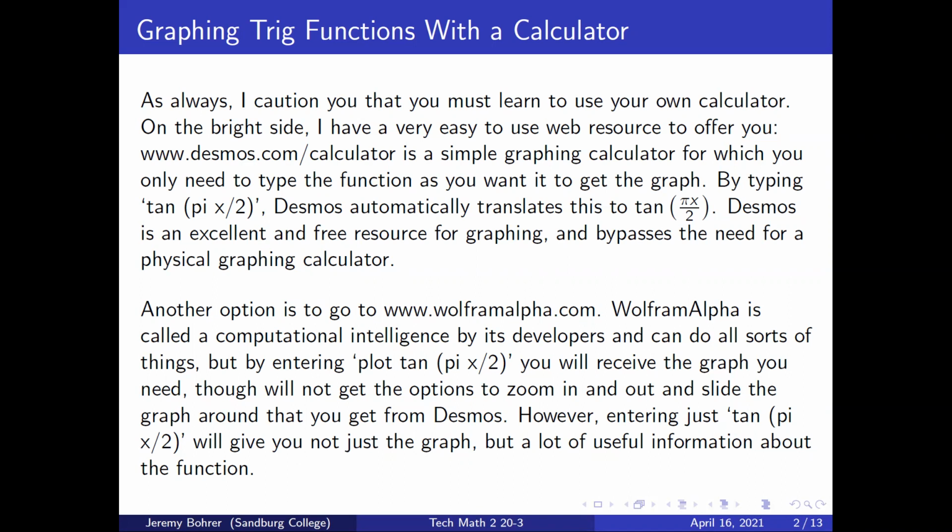www.wolframalpha.com. Wolfram Alpha is called a computational intelligence by its developers and can do all sorts of things, but by entering plot tan pi x/2, you will receive the graph you need, though it will not get the options to zoom in and out and slide the graph around that you get from Desmos. However, entering just tan pi x over 2 will give you not just the graph, but a lot of useful information about the function.